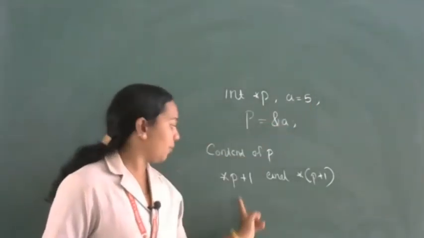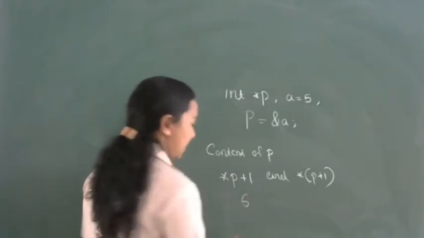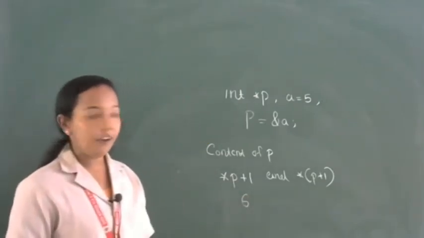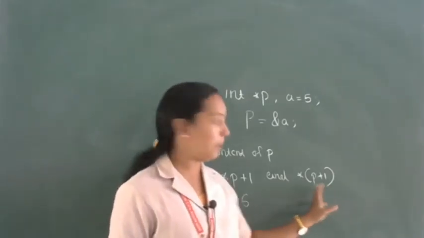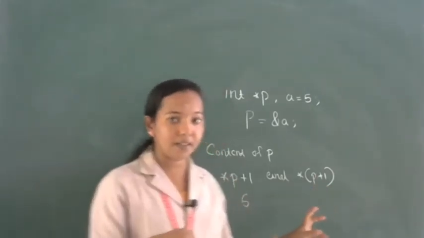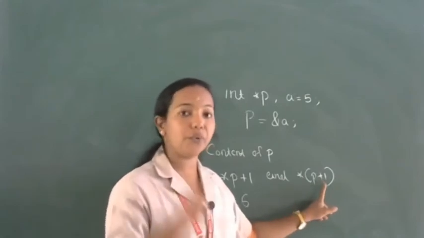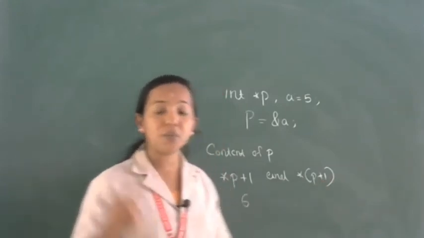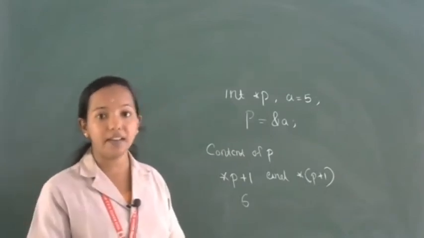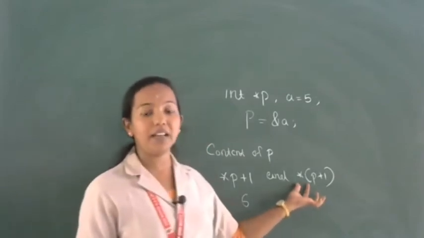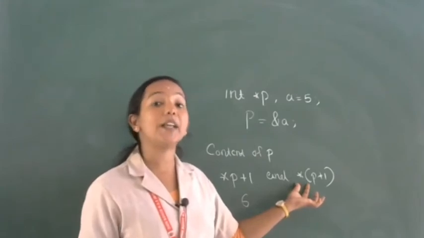5 plus 1, 6. Okay, what will be the value? 5 plus 1, 6. But here *(p + 1), because it is in the parenthesis, no? So this expression will execute first. p + 1 means we are incrementing the pointer variable by 1. First we are incrementing and then we are finding the value at a particular address.